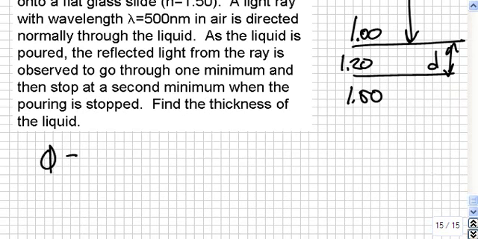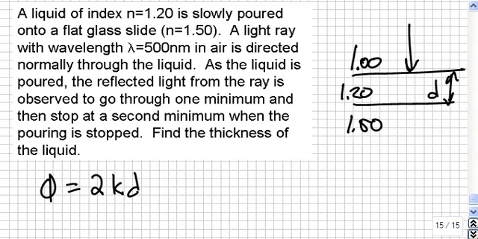Okay, so how are we going to set this up? Well, the phase difference due to the propagation through the liquid is equal to 2 times k times d. So this gives us the phase shift in radians. Now, in order to figure out whether or not we're looking at a maximum or a minimum, we need to consider the reflection from each interface and look for 180 degree phase shifts.